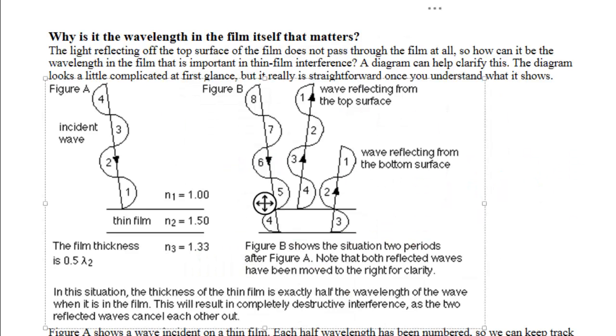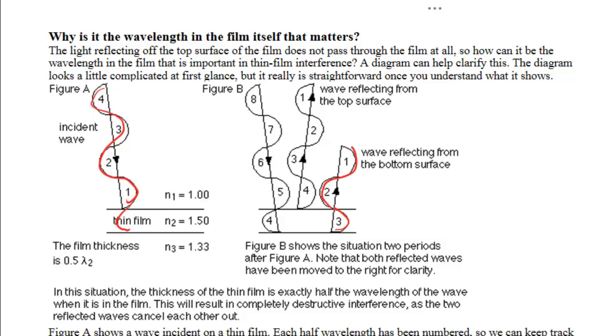So why is it that the wavelength in the film really matters and not the wavelength in air? It's a bit hard to see from the animations because they're moving, but in a diagram you can see it quite easily. So in figure A we have our wave incident on a surface, and the film here is just the right thickness to be half the wavelength of the wave when it's in the film. So that wave comes in and just manages to reach the end. And then figure B shows the situation 2 periods later. So the wave comes in and then it has to travel back out again.